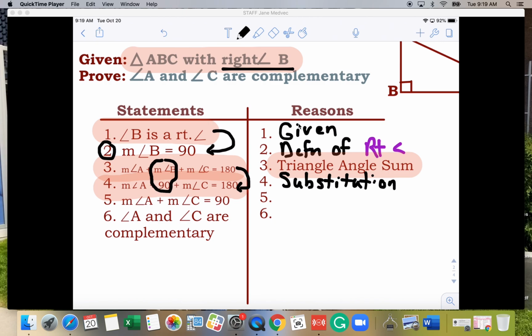Now we're going to go to number 5. Number 5 says the measure of angle A plus the measure of angle C equals 90 degrees. So I'm taking a look at number 4 again. What did I do to 4 to get 5? Well, if you take a look, they got rid of that 90 degrees, and the 180 became 90. So what I did was I subtracted 90 degrees from each side. So this would be subtraction.